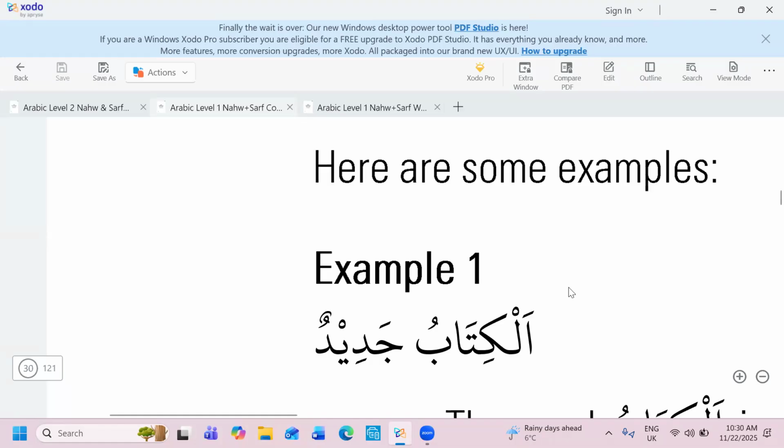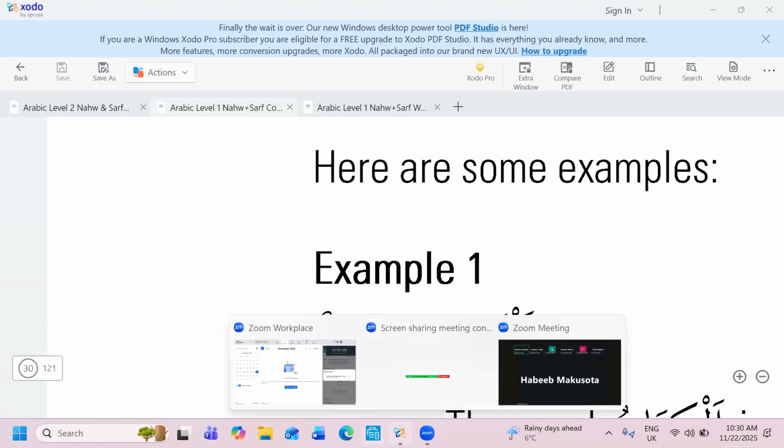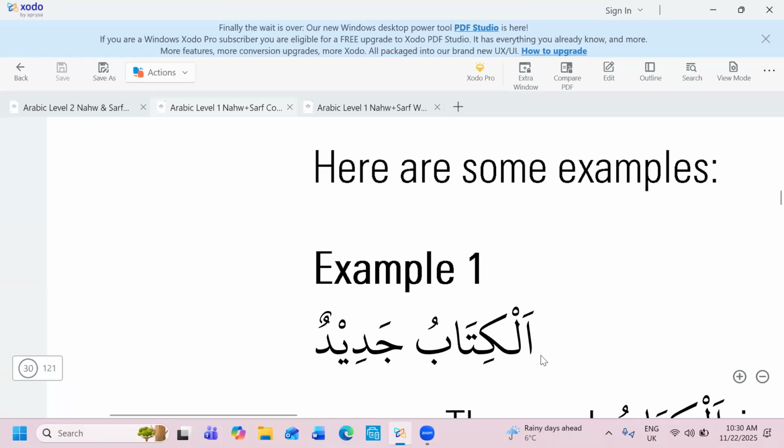So mubtada is, for now, the part before the is, and the khabar is the part after the is. Mubtada is the main topic. So in this sentence, al-kitab is the main point of discussion. Jadid is the khabar. Yeah, you can use subject, predicate terms as well. So one has to be definite and the other has to be indefinite. That's usually the case. Yeah, there might be some examples where that's not the case, but that's the general rule.